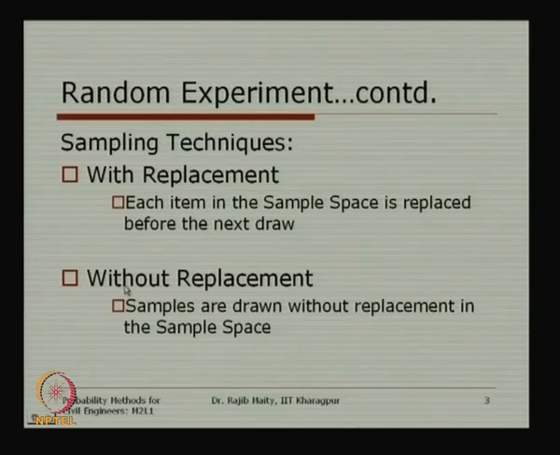It is also possible that we can do the experiment without replacement. In the example of drawing balls from a box, we can take out one after another a particular color of ball and keep it outside. We will learn later, gradually in this course, that these two kinds of sampling technique are different when we are going for the definition or the computation of probability for that particular experiment.